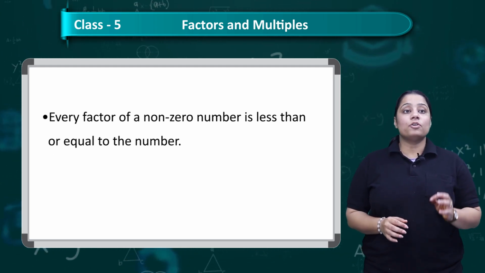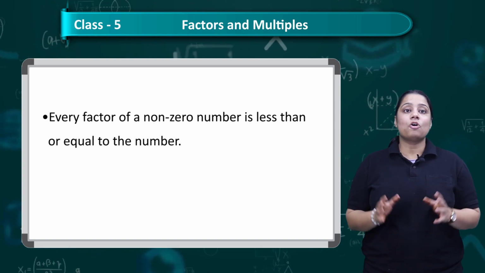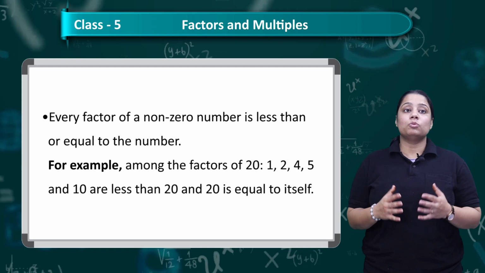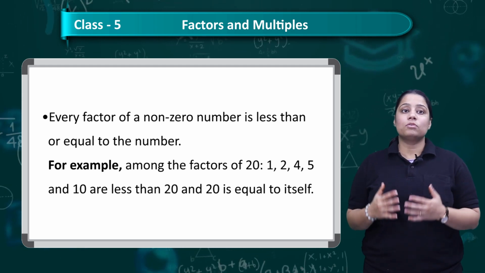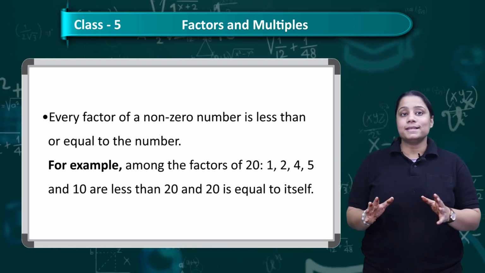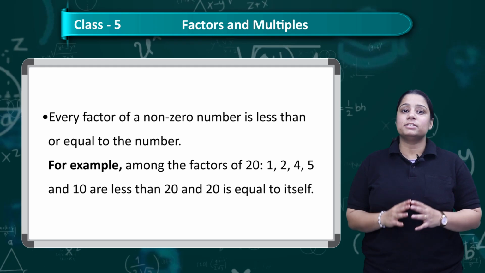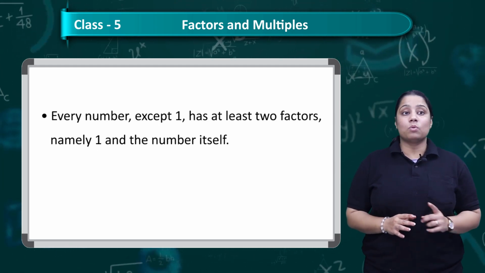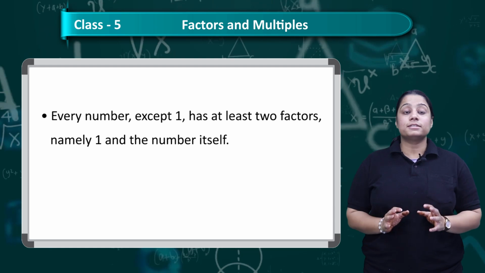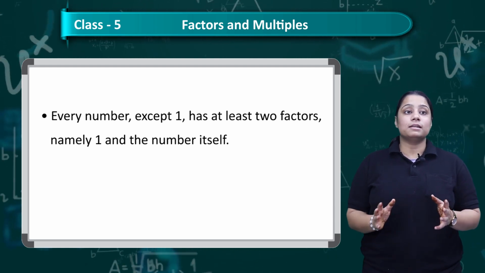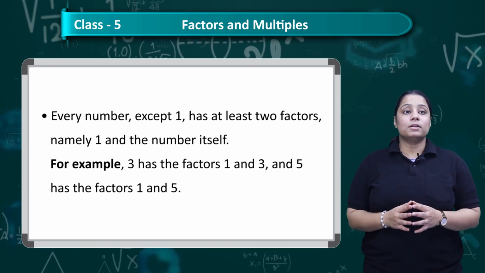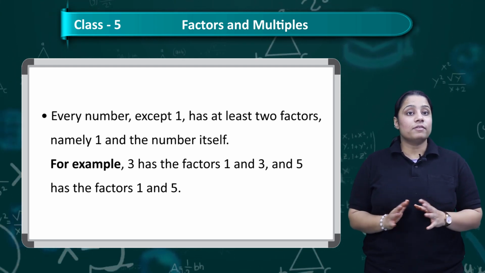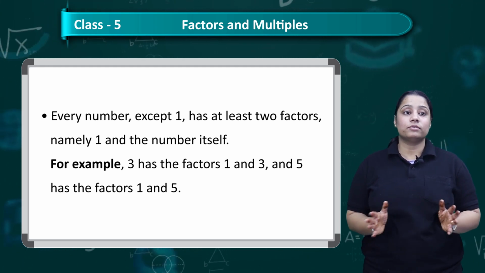Every factor of a non-zero number is less than or equal to the number. For example, among the factors of 20, 1, 2, 4, 5 and 10 are less than 20 and 20 is equal to itself. Every number except 1 has at least two factors, namely 1 and the number itself. For example, 3 has the factors 1 and 3 and 5 has the factors 1 and 5.